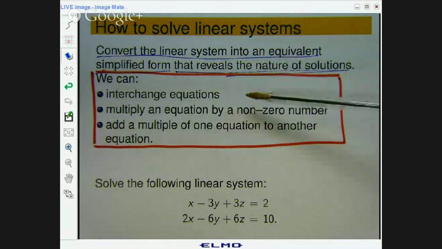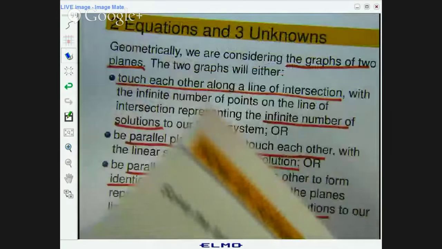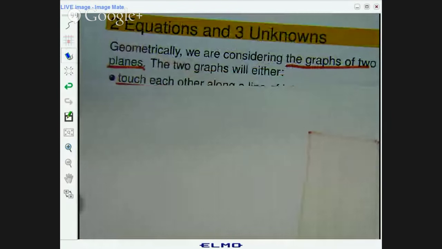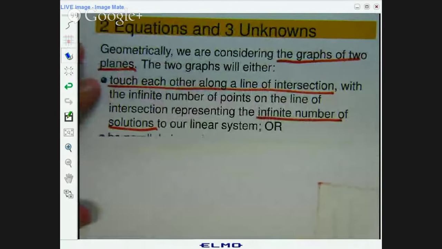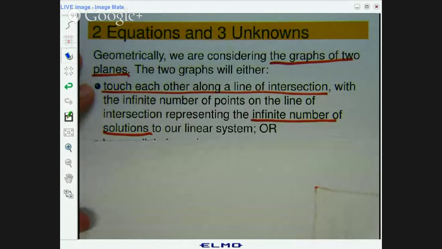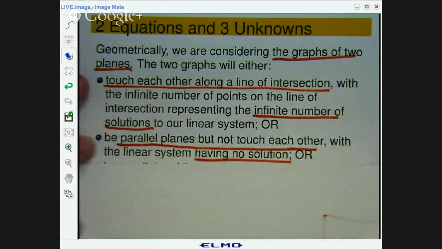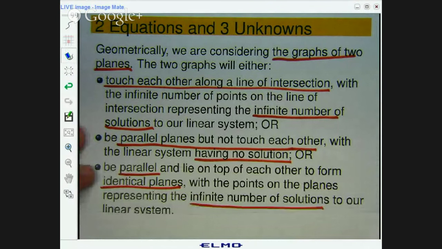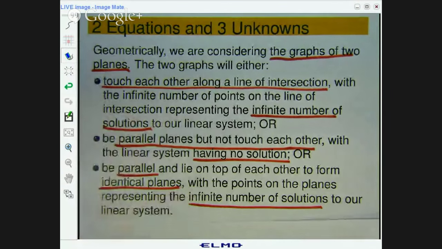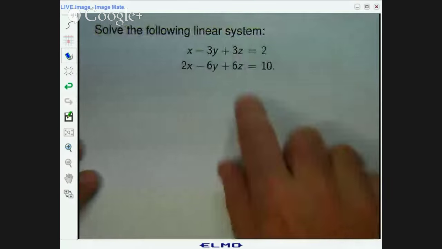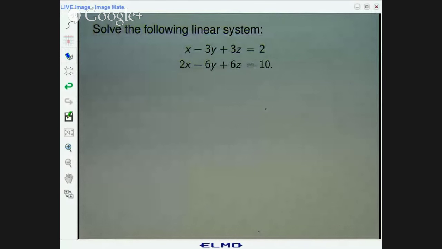We can interchange equations, we can multiply an equation by a non-zero number and add a multiple of one equation to another equation. Now, before we get down to the example, what is happening geometrically? Well, these are equations of planes. And the two planes will either touch each other along a line of intersection, and you've got an infinite number of solutions. You can have parallel planes, but the planes not touching each other, and therefore no solution. Or you can have parallel and identical planes, planes that lie on top of each other, occupy the same set of points. In that case, you have an infinite number of solutions. So let's work our way through this example, and we'll see how we go.